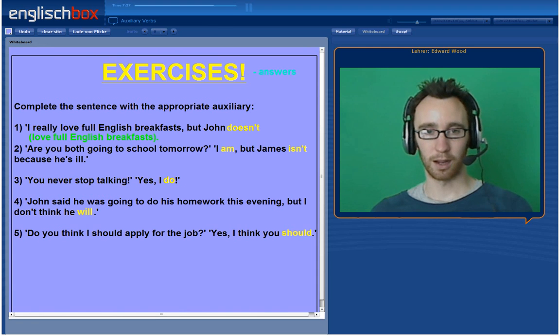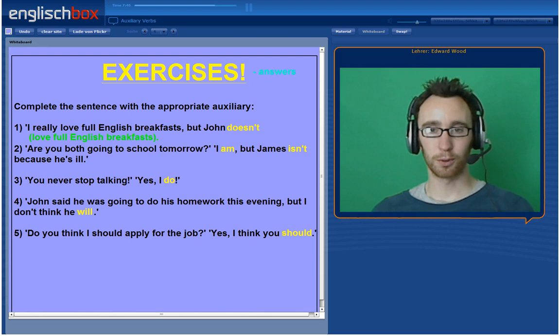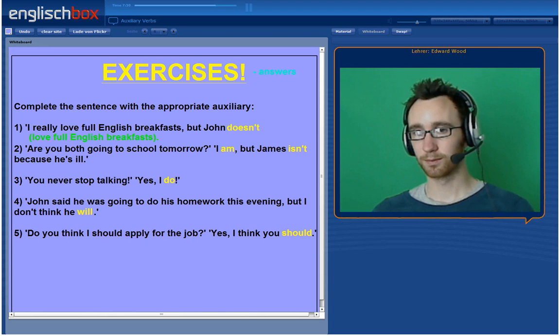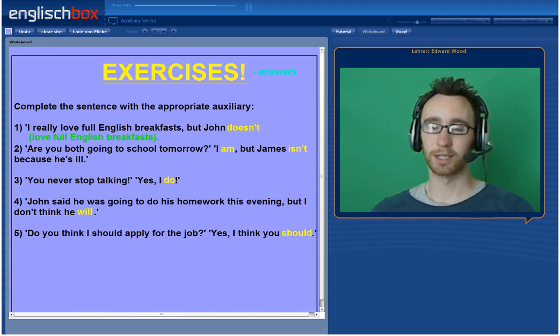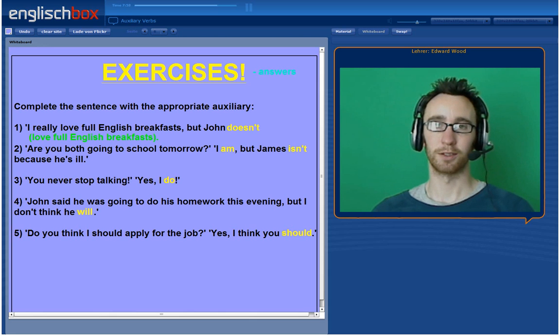Number 1, I really love full English breakfasts, but John doesn't. Or he doesn't love full English breakfasts. Are you both going to school tomorrow? I am, but James isn't because he's ill. So I am going to school, but James isn't going to school because he's ill. You never stop talking. Yes, I do. Yes, I do stop talking.